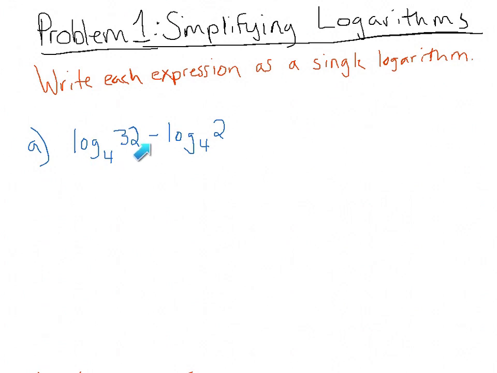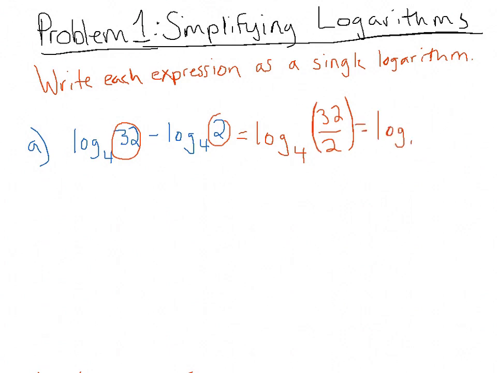So if we look at this, this is subtraction. So we can see that this is going to be the quotient property because that's the only one that deals with subtraction of two logarithms. And what that means is if we are subtracting the two logarithms, notice they have the same base. That's a key point right there. But when we subtract these two, we divide. So we divide 32 divided by the 2. So we're going to take this number, and we're going to make a quotient out of it. So 32 divided by 2, and that will easily simplify to 16. So we have log base 4 of 16.